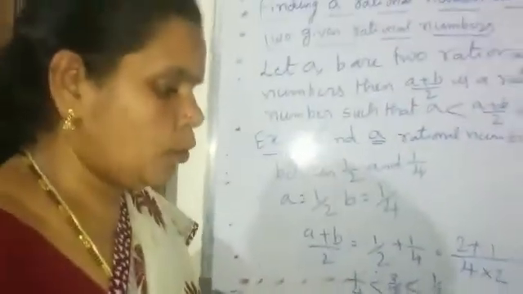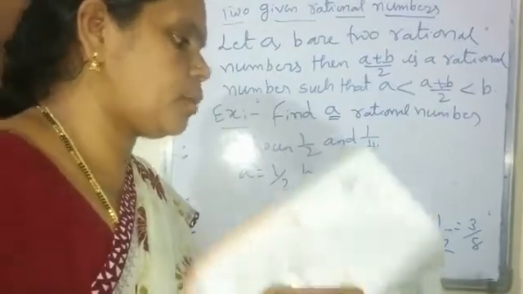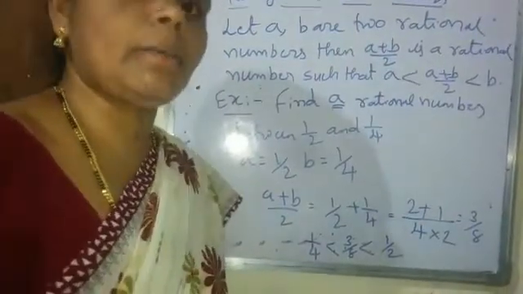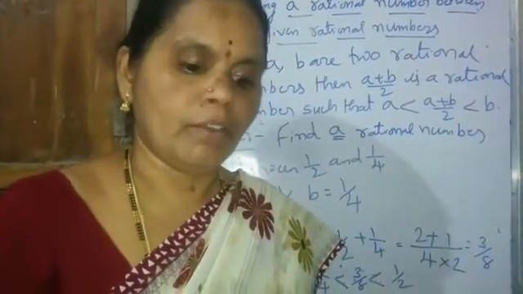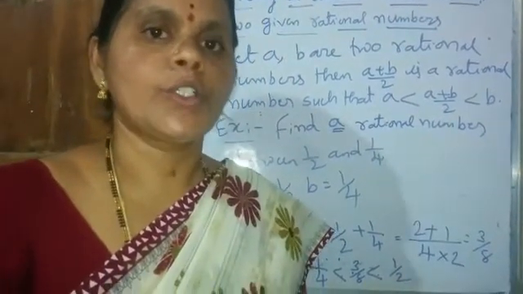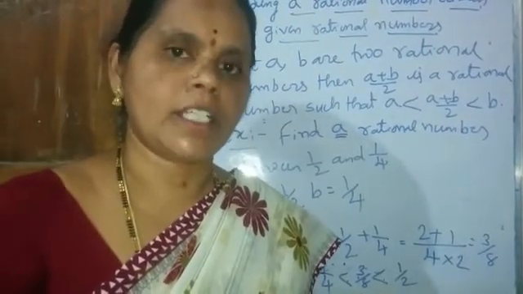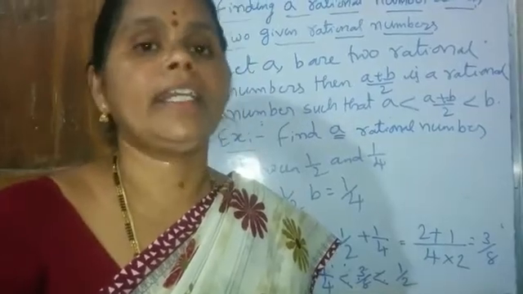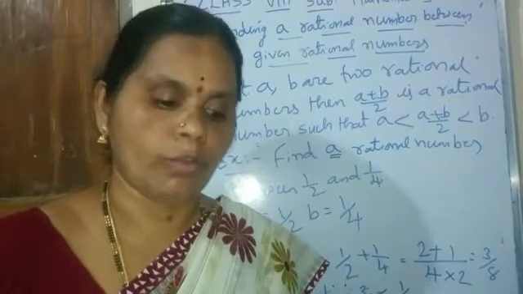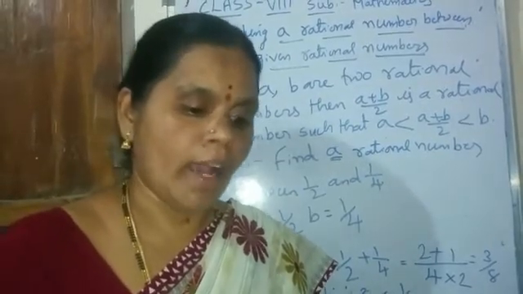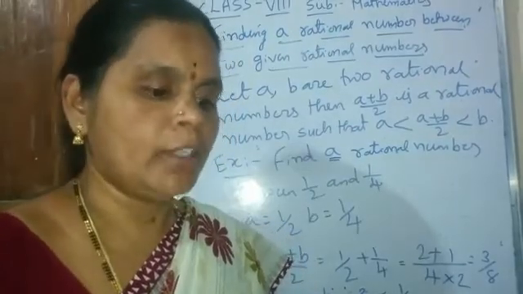Now all of you open your exercise, page number 20, exercise 1.2. Already two sums were completed. Now the third question: write 5 rational numbers which are smaller than 2. Since 2 is a positive rational number, we can write many rational numbers smaller than 2. Here we can consider negative rational numbers also. The third question is homework for you. Now the fourth one: find 10 rational numbers between -2 by 5 and 1 by 2.